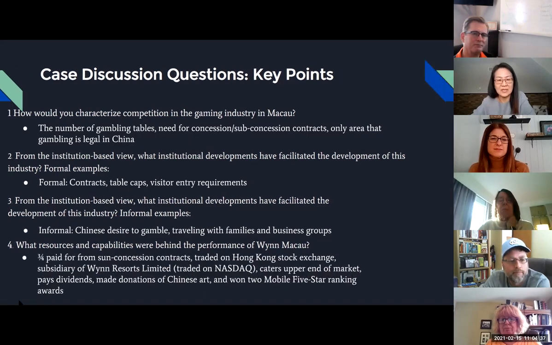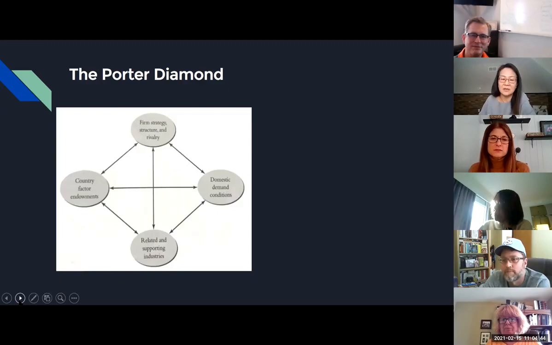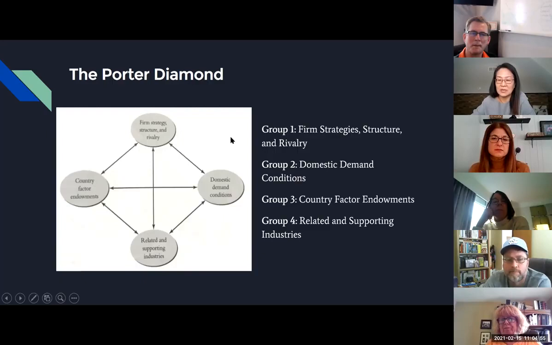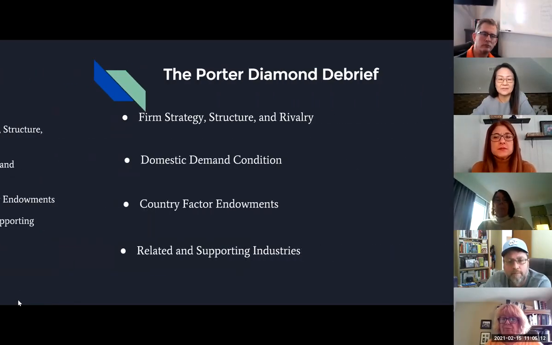And after this, because for this chapter the key thing we talk about is Porter's diamond, the students will revisit what Porter's diamond is, to reassure that they understand it. And then each student gets assigned one dimension and relates it to the case. So, using Porter's diamond to analyze the case, each is assigned one dimension to do that.